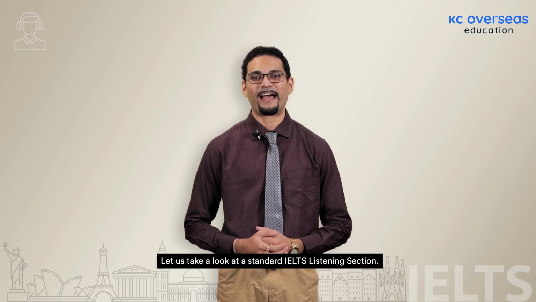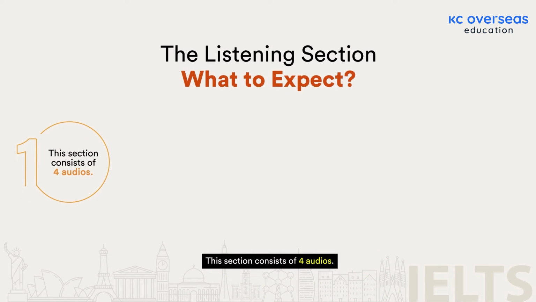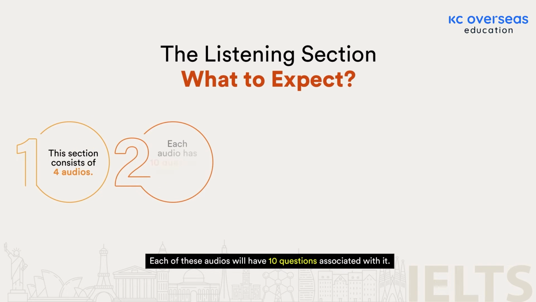The listening section of the IELTS test is the same for both academic and general training students. Let us take a look at a standard IELTS listening section. This is how it will look. This section consists of 4 audios. Each of these audios will have 10 questions associated with it.